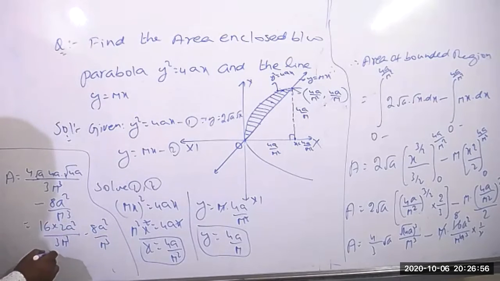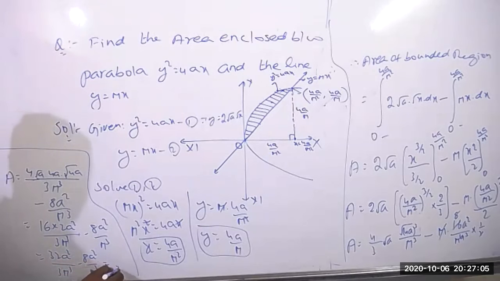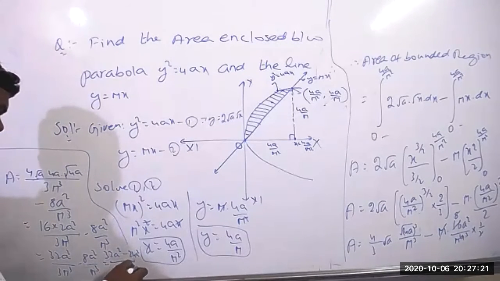So this is 32a square by 3m cube minus 8a square by m cube. Now take LCM. 3m cube is the LCM now. So this is 32a square minus 3 8s is 24a square. 32 minus 24 equal to clearly 8. So 8a square by 3m cube square units is the answer for that.